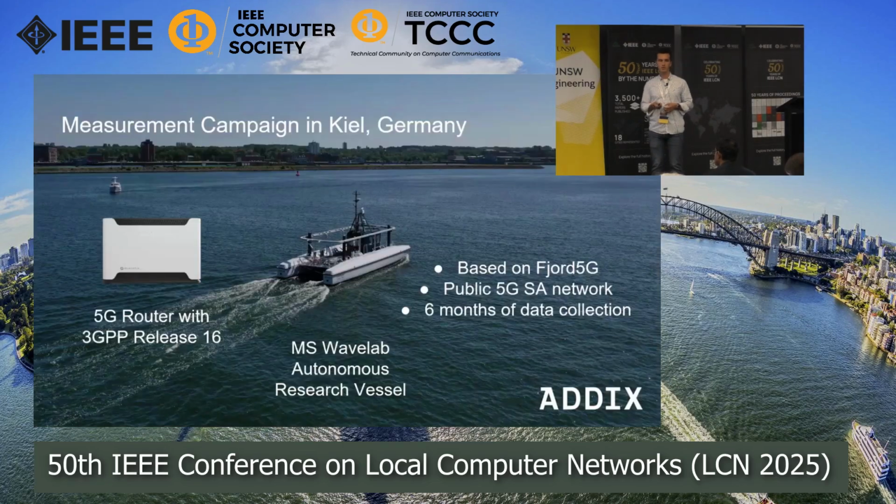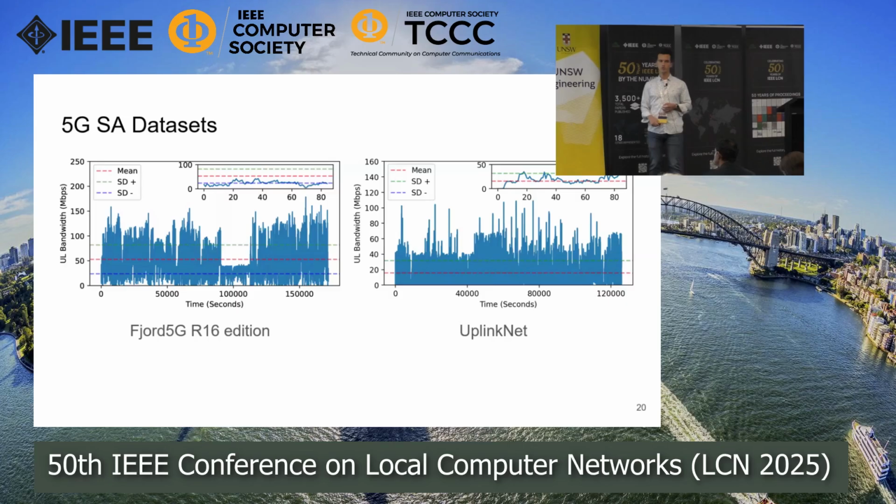We did a measurement campaign in Kiel, Germany, with our autonomous ferry MS WaveWeb, using 5G routers that support 3GPP release 16. This is based on our Fjord 5G paper, so it's using a similar architecture, but with the newer release 16 routers. It's on a public 5G standalone network, with 6 months of data collection. And in our paper, we are not just relying on our Fjord 5G data set, but we are also relying on the Uplink net data set, which comes from the Asia Pacific region, from Thailand and Japan, as far as I remember.